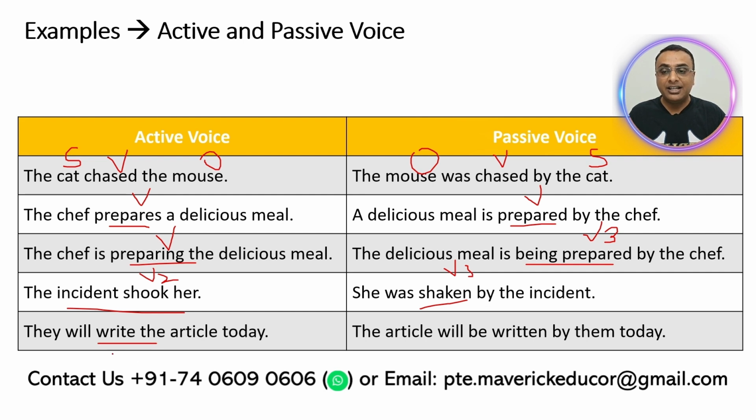Next, they will write the article today. They will write. Write is the verb over here. The article will be written by them today. This is the passive voice of the sentence. Here also, this is in V3.